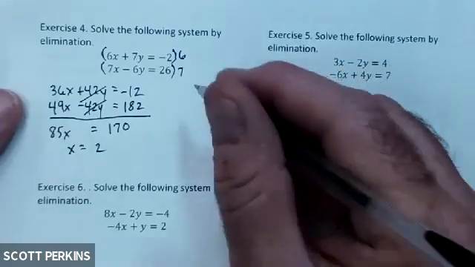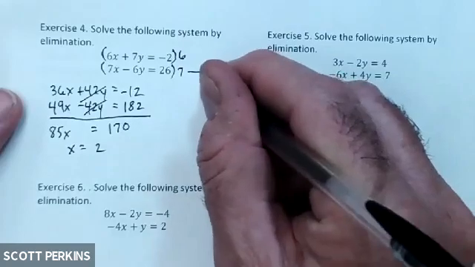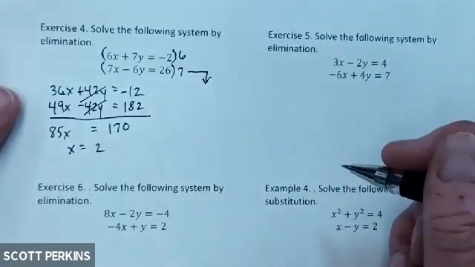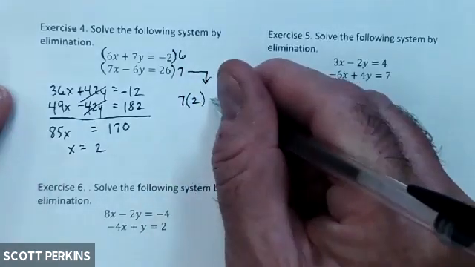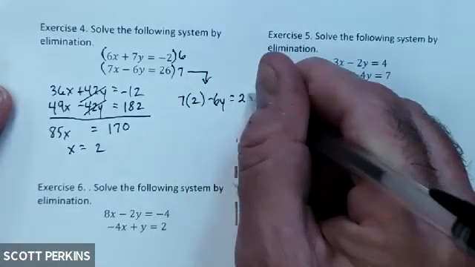Again, no reason to pick any of these equations. I'm going to use the bottom one just to be different. I don't want to be in a routine. So I'm going to take that x value of 2 and plug it in. So 7 times 2 minus 6 times y is 26.